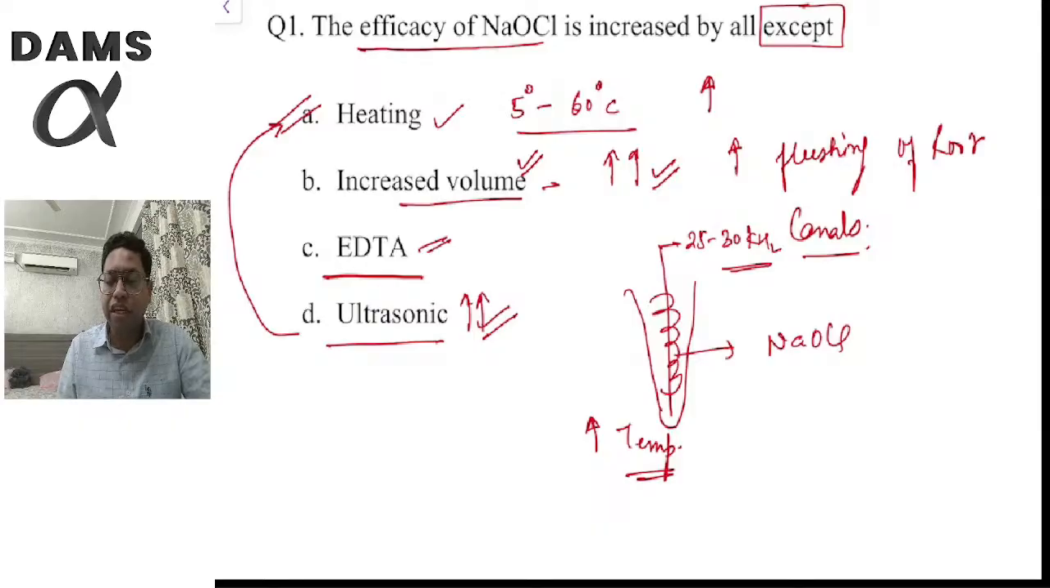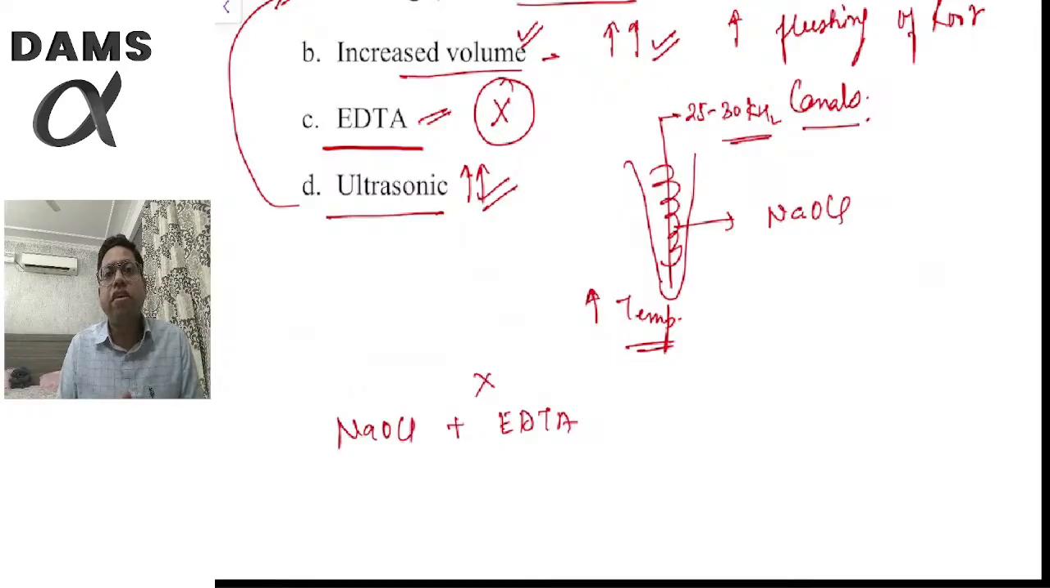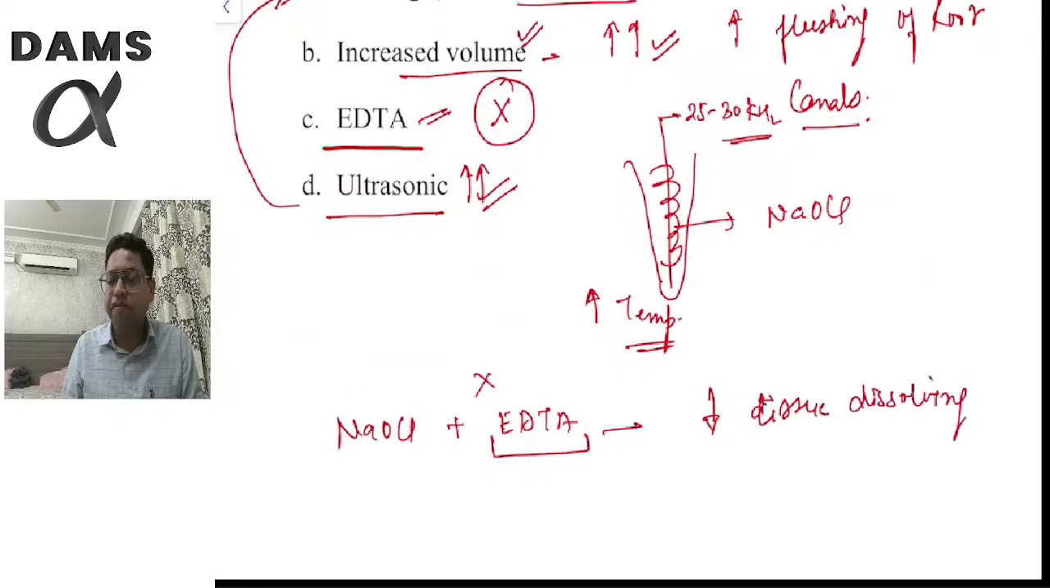EDTA. Now EDTA does not increase the efficiency of sodium hypochlorite. In fact, sodium hypochlorite and EDTA should not be combined together. Combined together means they should not be used in a combination. They should be used one after the other, not in a combination. EDTA reduces the tissue dissolving effect of sodium hypochlorite.